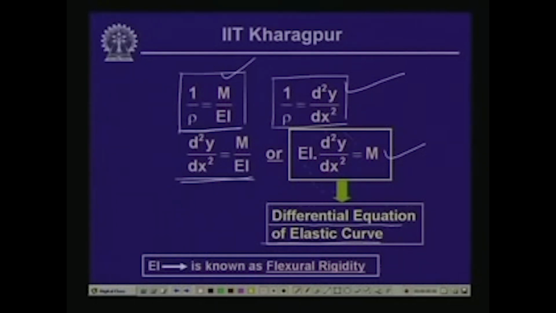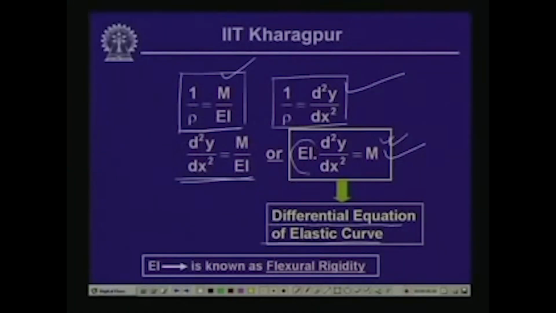Now, this differential equation tells us how the deflection curve, the beam axis which was straight before bending, deforms after bending and takes a shape. From this equation we can arrive at what the shape of this deformed axis will be after deformation. And this parameter EI is termed the flexural rigidity of the beam. EI is called the flexural rigidity.